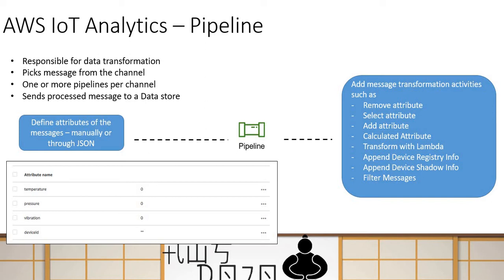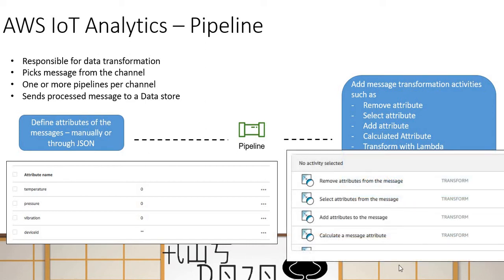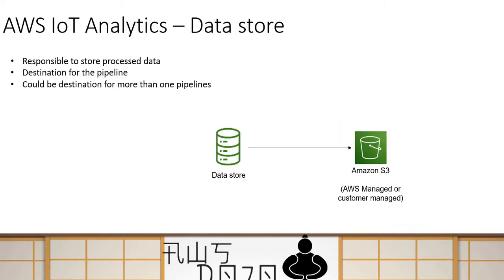But yeah, and these are some predefined transformations you can use within the pipeline to transform your message into a processed message. And again, you have a choice to select one or more such activities to perform different types of transformation. So having talked about the pipeline, let's talk about the data store.